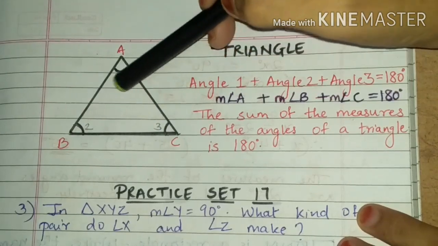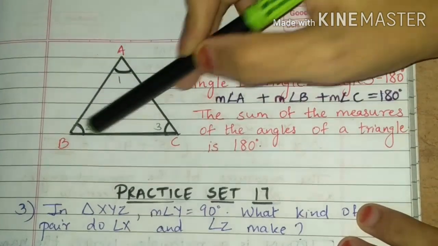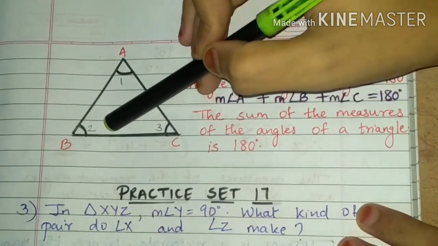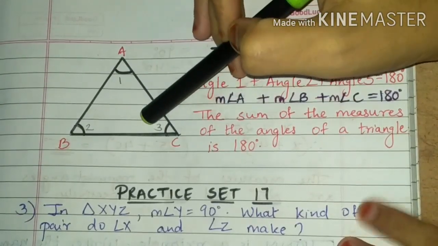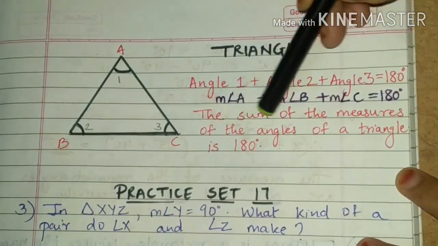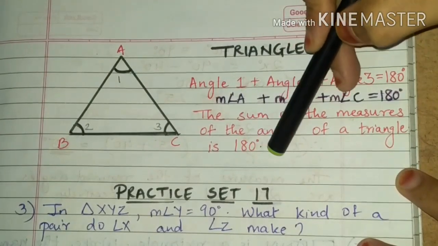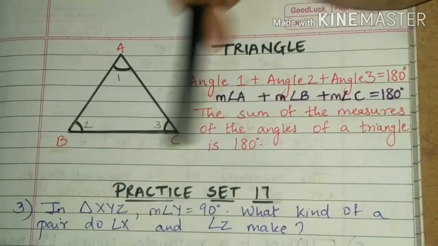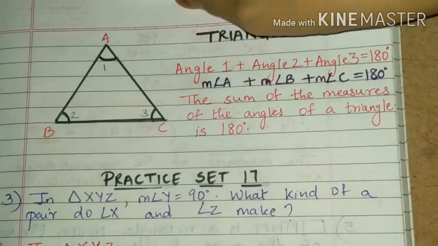As you know that the sum of the measure of all the angles, let it be any angle, if it is 30, then what will be the second angle, then what will be the third angle, that you can solve by knowing one thing, that the sum of the measure of all the angles of a triangle is how much? 180. Okay, so with this concept we will solve practice set 17.